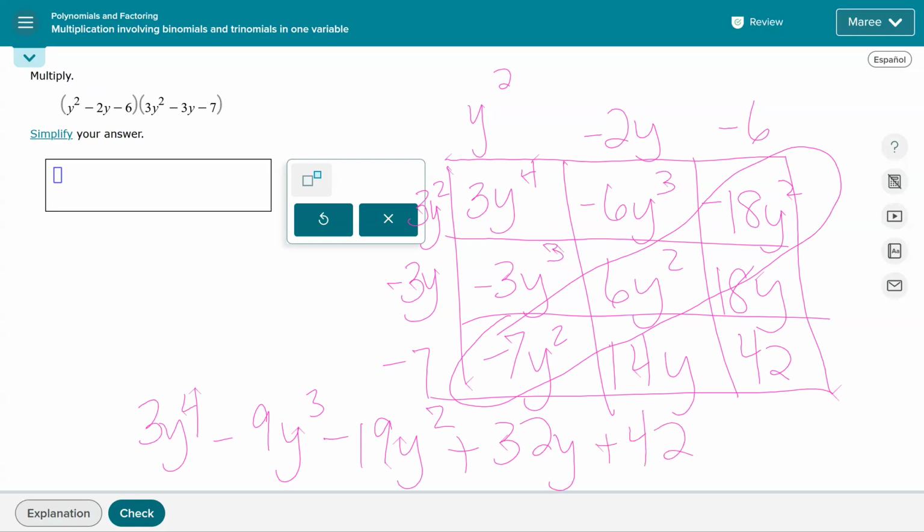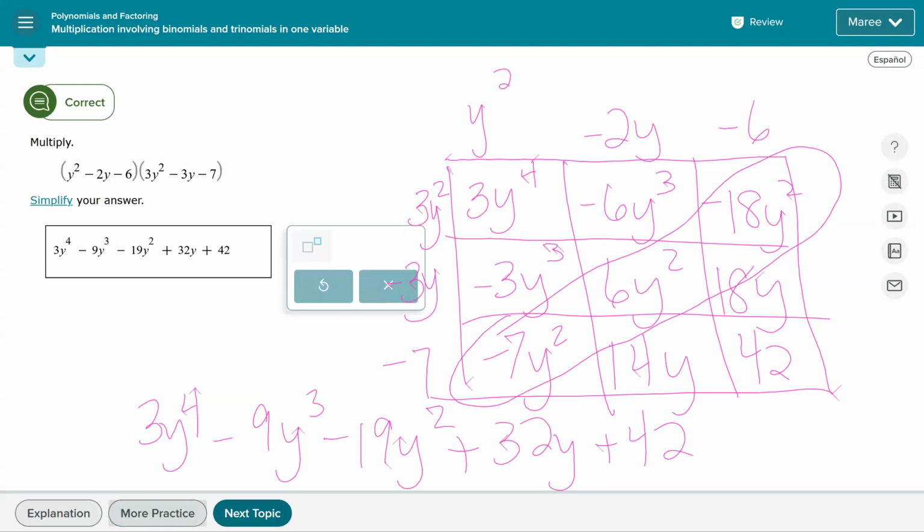There you go. We'll get that typed in, and that will be it for today. Minus 19y squared plus 32y plus 42. Hopefully I didn't make any mathematical errors. That's the end of the lesson.